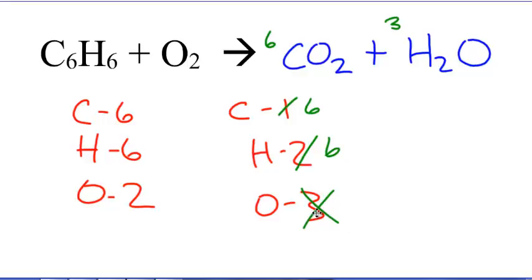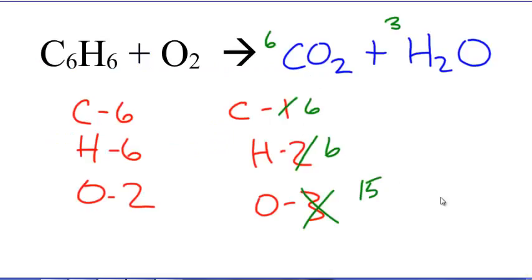Now let's get to counting that oxygen. We have 6 times 2 here, that's 12. Here we have 3 times 1, that's 3. The 12 from the 6CO2 plus the 3 from the H2O give us a total of 15 oxygens. Uh-oh. We have that odd-even problem. Remember, if this number is odd and we can only get an even number of oxygens, then we have to do that process called bump it up.